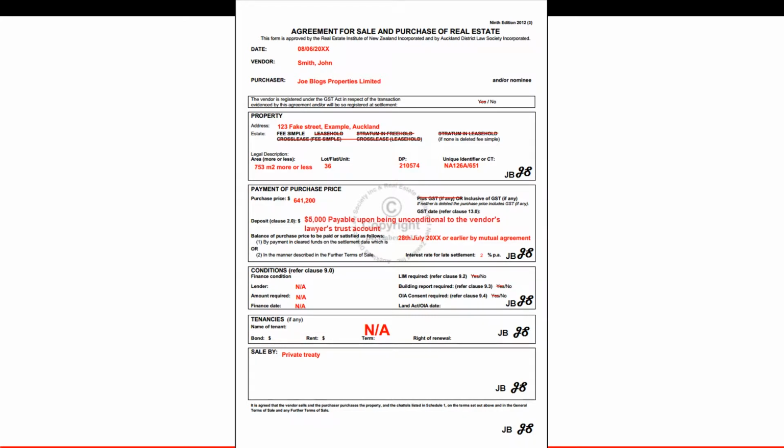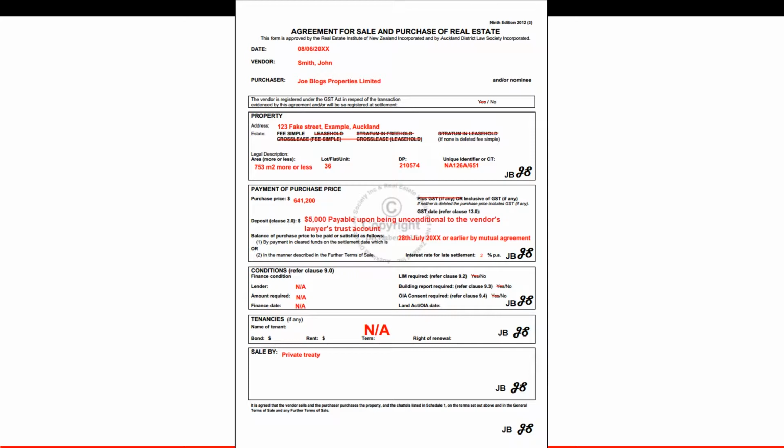And there's actually a different section inside the S&P that you can put all your conditions in, and that's how I do it. It makes things a lot easier. Moving to the right side of the conditions, we can see both LIM building report and OIA consent required have been ruled off with yes, and the selected answer is no. So that means we won't be needing a LIM before we go out and purchase the property. We don't need a building report, and we aren't overseas investors, so the Act doesn't apply to us.